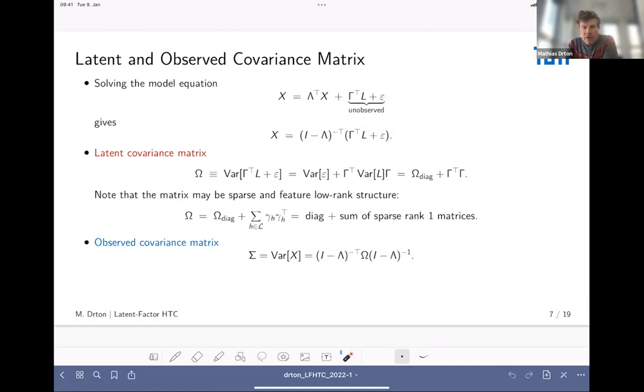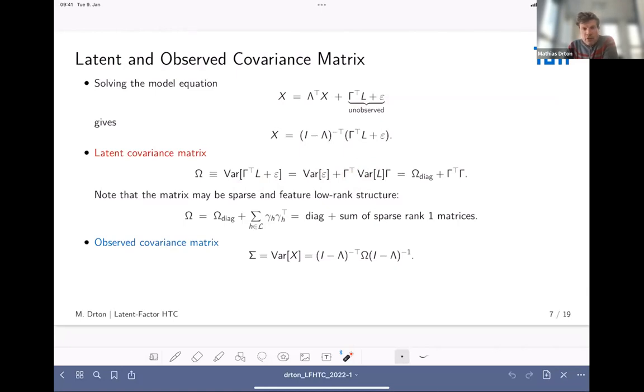And so by latent covariance matrix, I mean the matrix that we in the paper call omega, which is the covariance matrix of this latent part. And this covariance matrix, in this case, has a very tractable structure. By the fact that all the latent variables are source nodes, I have independence here. So this becomes a sum of two terms. The first one is diagonal, because it's just noise. And the second part is the conjugation of the covariance matrix of the latents, which is the identity, with this matrix gamma transpose that describes how the latents affect the observed.